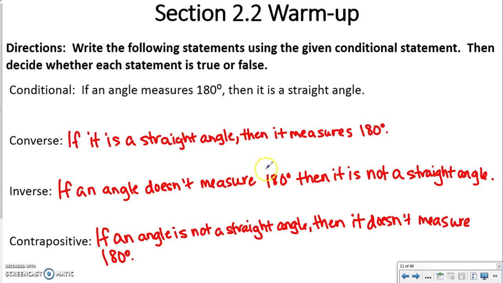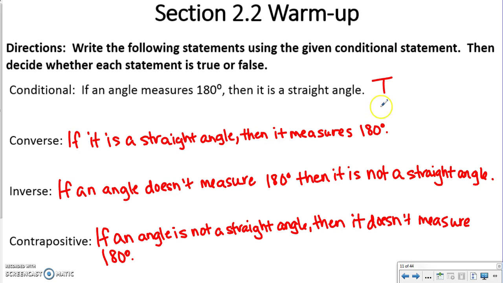Okay, so that's just writing all the statements. Next, decide whether each statement is true or false. Remember we talked about when you do this, you have to assume that the if, or the hypothesis, is true, and then see if the then part is also going to be true all the time, not just sometimes, but all the time. So here, you have some angle that measures 180 degrees, then it's a straight angle. That one should have been true.